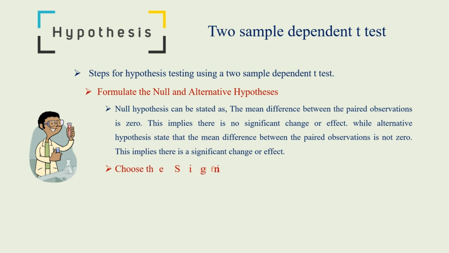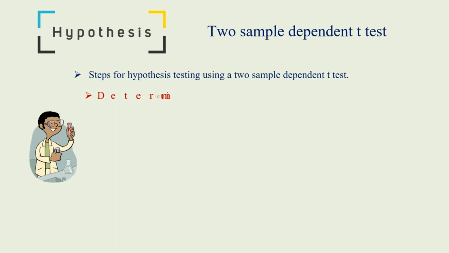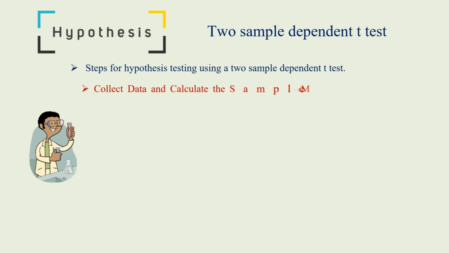Second step is, choose the significance level, alpha. Common choices for alpha include 0.05 and 0.01. This signifies the probability of rejecting the null hypothesis when it is actually true. Third step is, determine the critical region. Based on the alternative hypothesis and the significance level chosen, find the critical value or values from the standard normal distribution table. Fourth step is, collect data and calculate the sample difference and standard deviation of difference by using this formula.